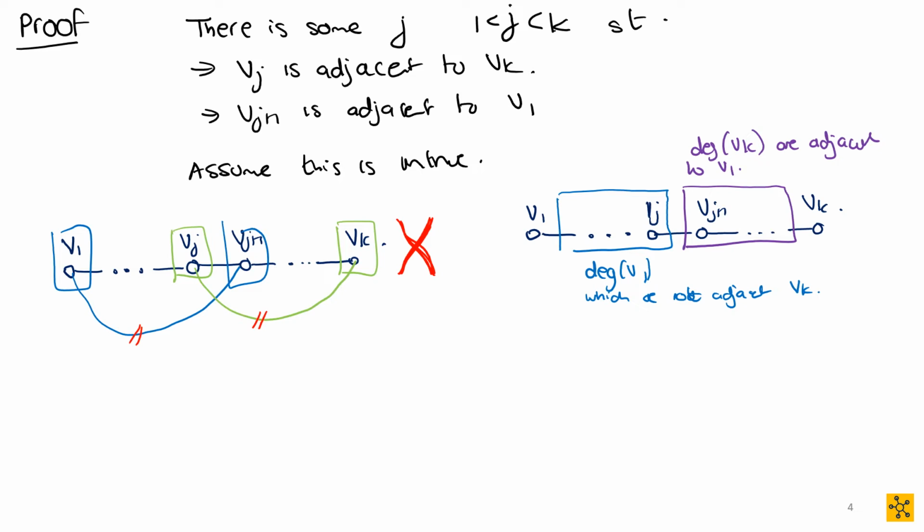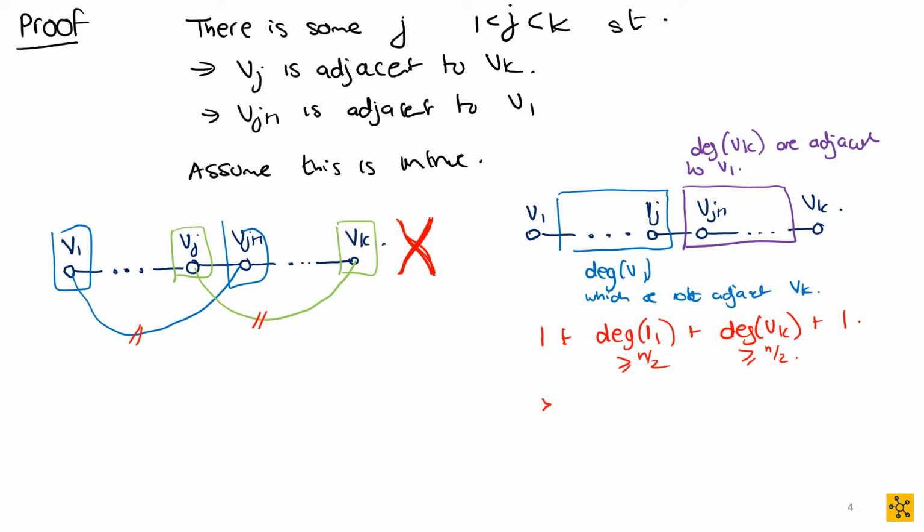Now, if you look at that case, you have one vertex there, plus the degree of V1 vertices which are not adjacent to Vk, so you can't get that overlap situation, plus the degree of Vk vertices, plus that leftover vertex. Now, you know that the degree of V1 is greater than or equal to n over 2. You know that the degree of Vk is greater than or equal to n over 2. So suddenly you're sitting with more than n vertices in your path.